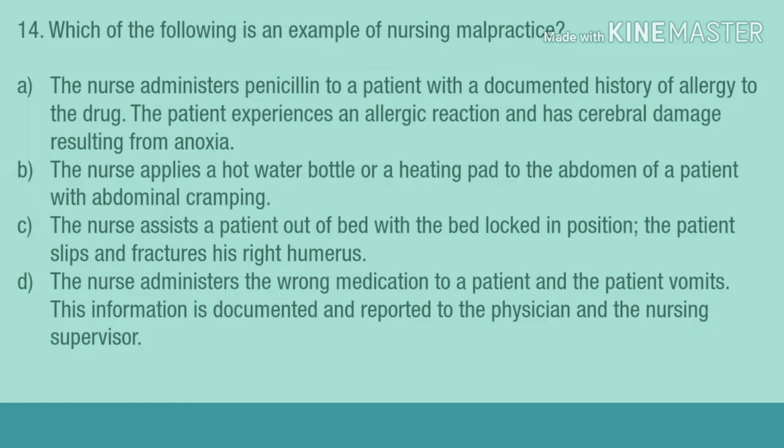Question 14. Which of the following is an example of nursing malpractice? A. The nurse administers penicillin to a patient with a documented history of allergy to the drug. The patient experiences an allergic reaction and has cerebral damage resulting from anoxia. B. The nurse applies a hot water bottle or a heating pad to the abdomen of a patient with abdominal cramping. C. The nurse assists a patient out of bed with the bed locked in position. The patient slips and fractures his right humerus. D. The nurse administers the wrong medication to a patient and the patient vomits. This information is documented and reported to the physician and the nursing supervisor.